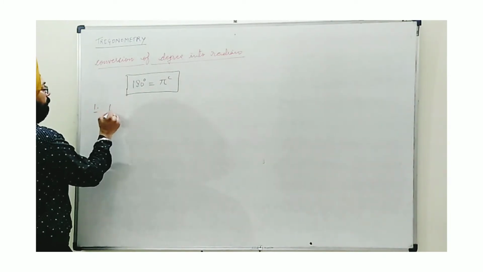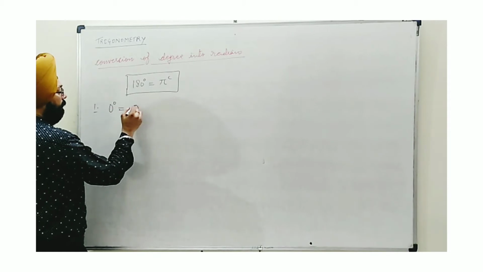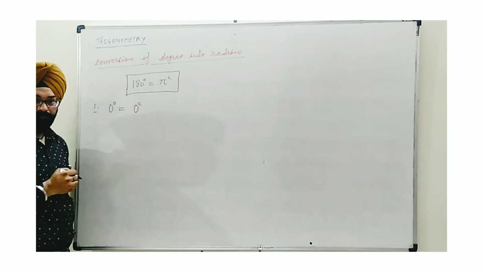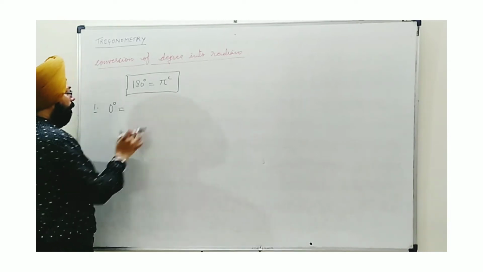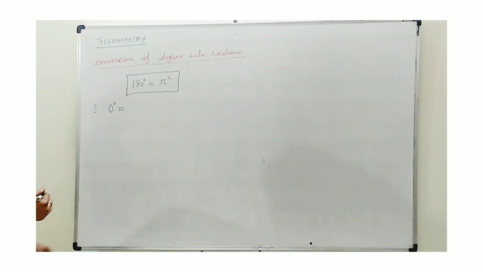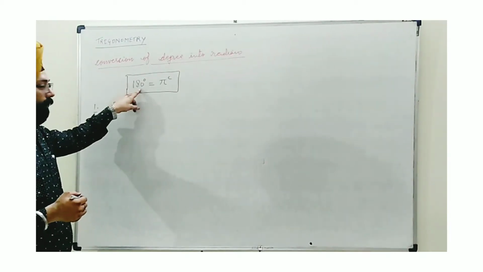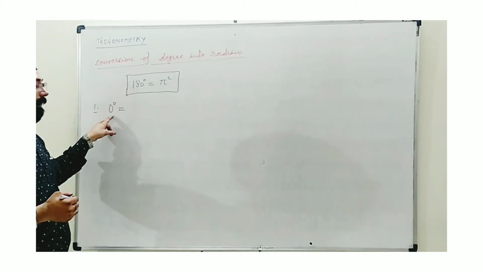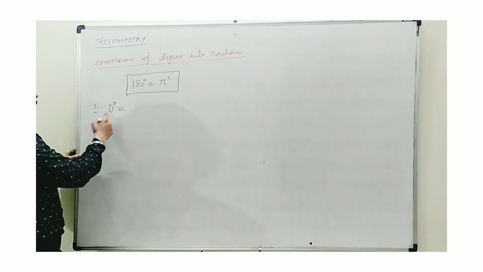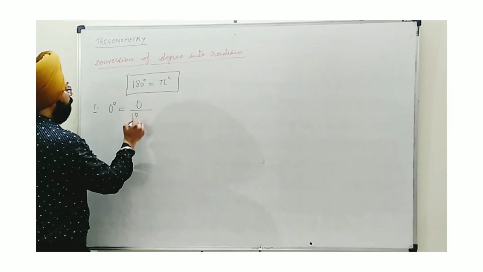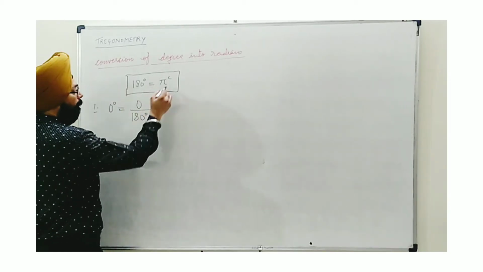First of all, 0 degree. So 0 degree is not changed, that remains 0 radian. Okay, how we do? We will go through the basic things. Here, I tell you one thing: whenever you have to convert from degree to radian, the given value should be divided by 180 and be multiplied by pi.